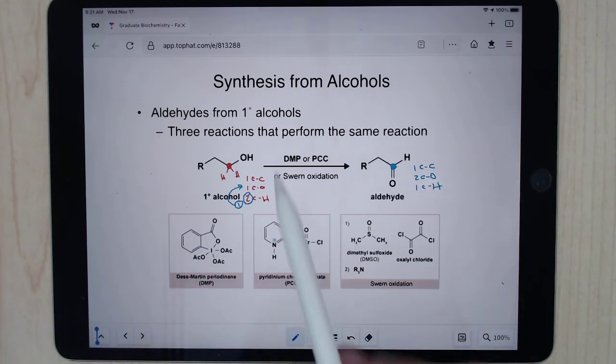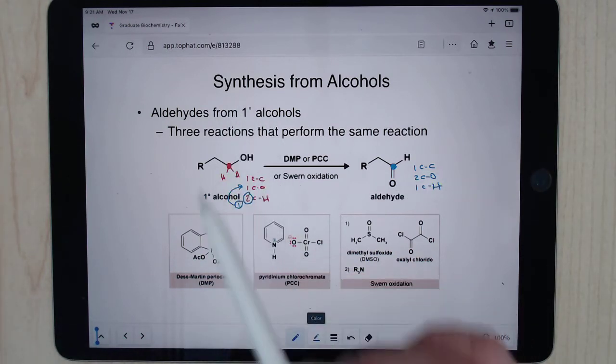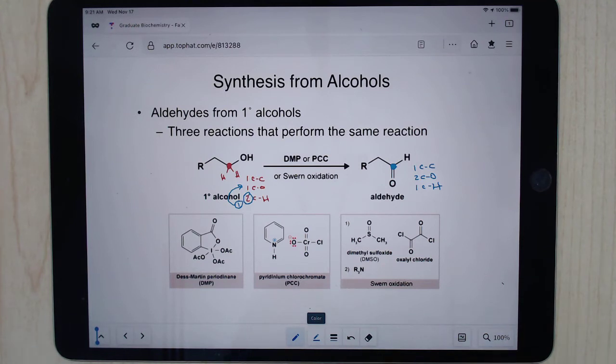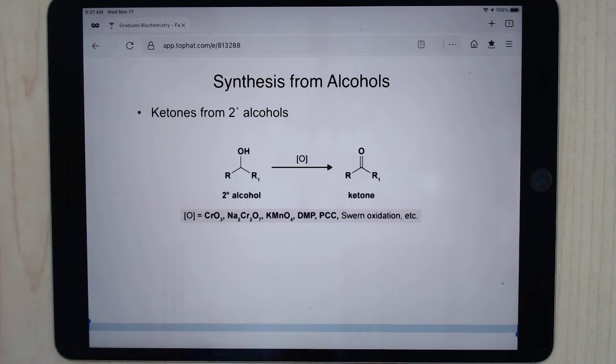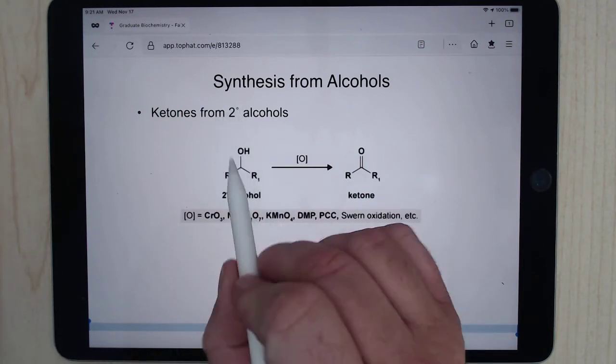So with a primary alcohol, when you do a one-step oxidation, you're going to make the aldehyde. I should mention that all of these do the exact same thing as far as reactions go. It's just giving you some options when you're trying to design a synthesis, but functionally they all do the same reaction.